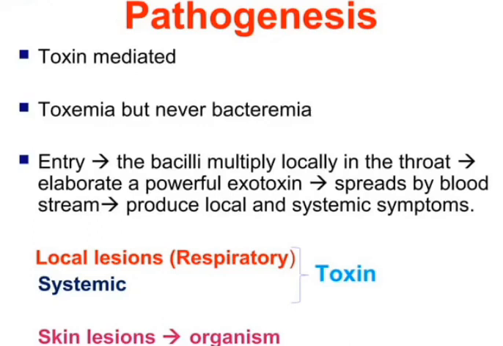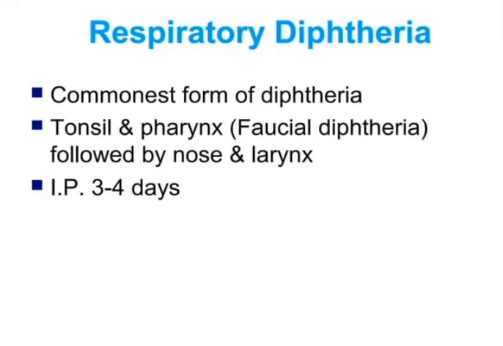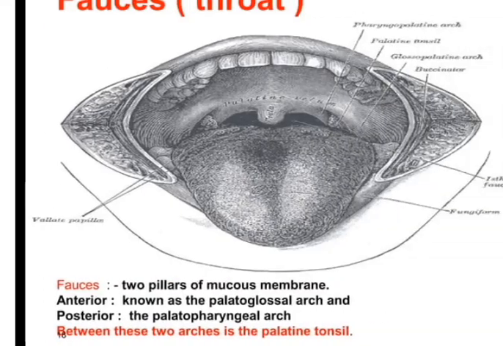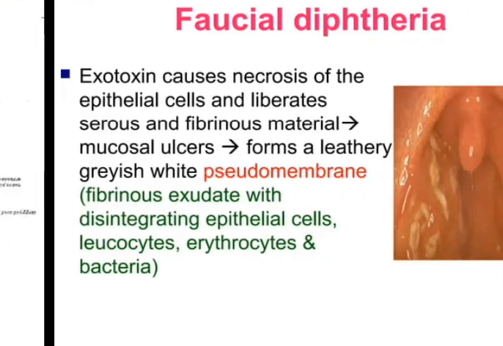The local lesions are respiratory, the systemic effects are toxin mediated, and skin lesions can also occur. Respiratory diphtheria is the commonest form, which affects the tonsil and pharynx, followed by nose and larynx. The incubation period is nearly 3 to 4 days. The two pillars of the mucous membrane: anterior is the palatoglossal arch and posterior is the palatopharyngeal arch. Between these two arches is the palatine tonsil.